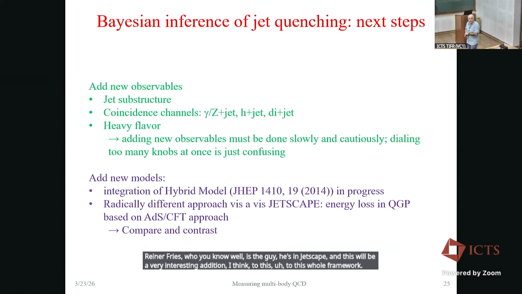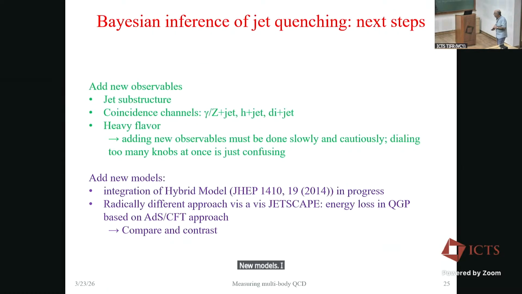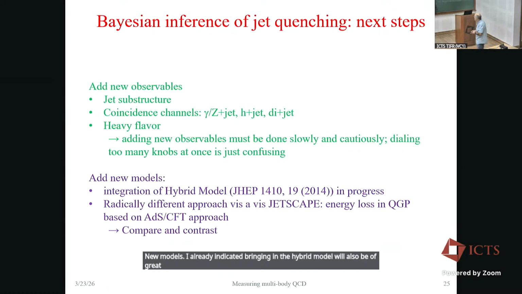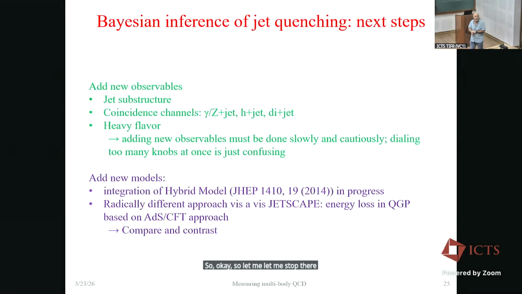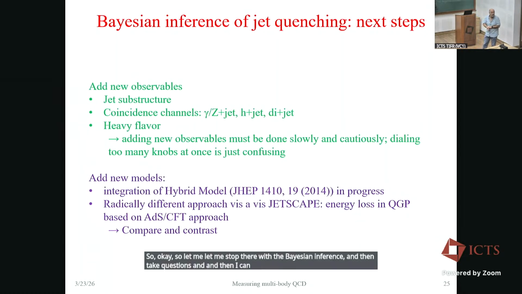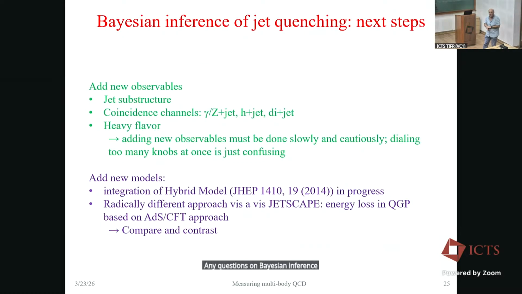We have to do it slowly and cautiously. Clearly, there's a lot of computation that you need to use very carefully. New models, I already indicated bringing in the hybrid model, will also be of great interest. So, okay, let me stop there with the Bayesian inference and then take questions and then I can go on to my next lecture. Any questions on Bayesian inference before I go on?